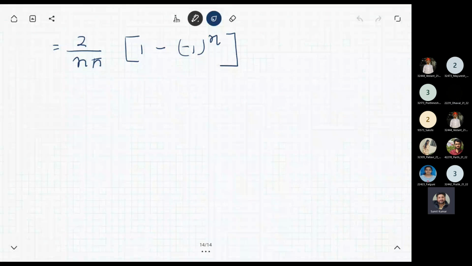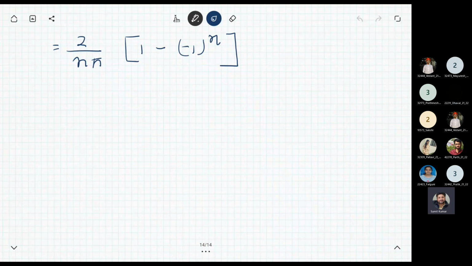Oftentimes, in GATE or any competitive examination, they will give you a symmetric problem only. Meaning, the function will be symmetric, but that symmetry will be hidden. And let me tell you how that is going to happen.